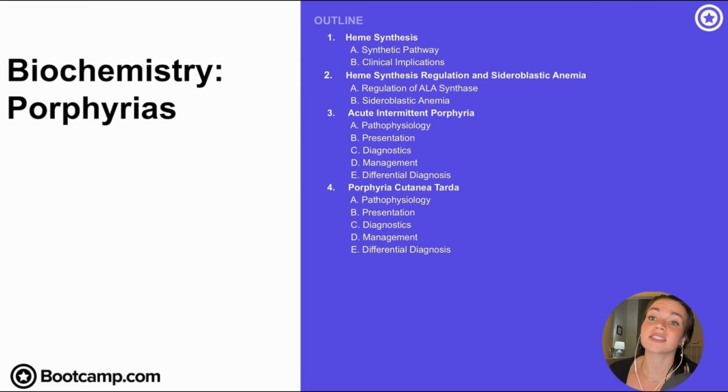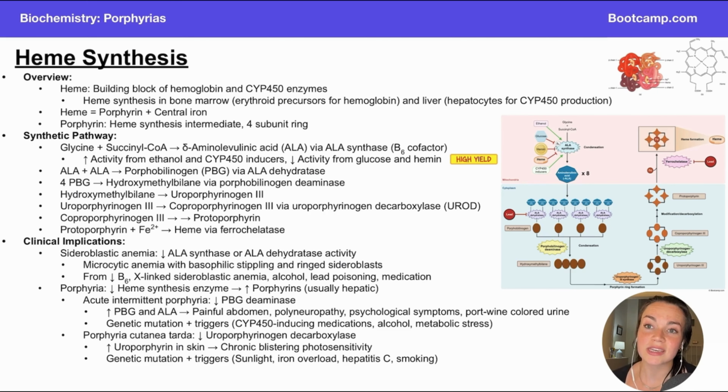And then while there are lots of different types of porphyrias, the two highest yield for your exam and the ones that we'll be covering in this chapter are acute intermittent porphyria and Porphyria cutanea tarda. So let's get started with our lesson on heme synthesis.